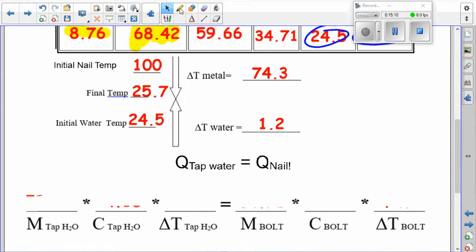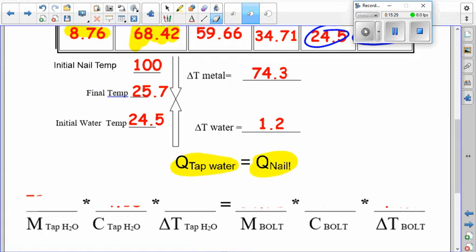So here again, here's the big idea. The Q of the tap water, so the water temperature goes up because it gained energy. The nail temperature goes down because it lost energy. So these two numbers will always be equal.